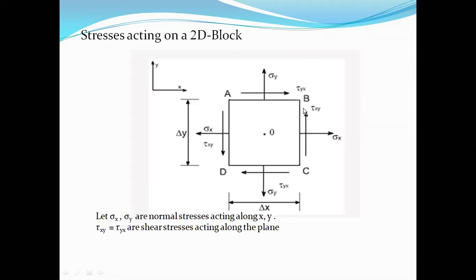Whereas tau xy and tau yx represent the corresponding shear stresses. The notation tau xy is nothing but a shear stress. The first term represents the plane on which this stress is acting, and the second term represents the direction in which it is acting. So in this case, the shear stress is acting on the x plane, along which direction? Along y direction. I repeat.